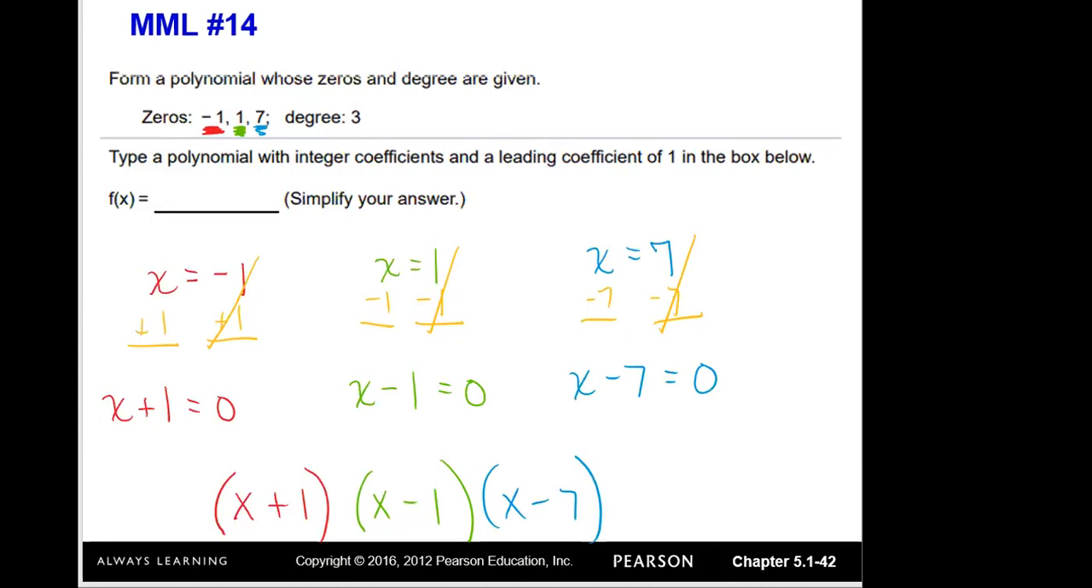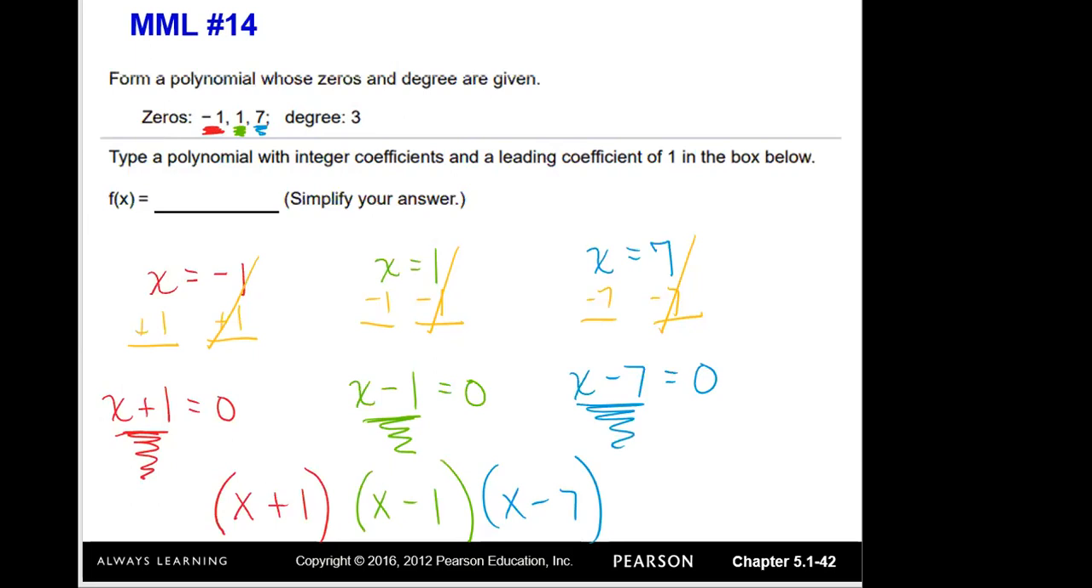Because, you know, if you factored it and you had these three factors, each one of those would be set equal to zero, and you'd get x equals negative one, x equals positive one, and x equals seven. I'm just going backwards. I'm taking the x equals negative one, x equals one, and x equals seven, and setting those equal to zero so I can actually see what the factor is. It's right here, x plus one, and then x minus one, and the last one is an x minus seven.